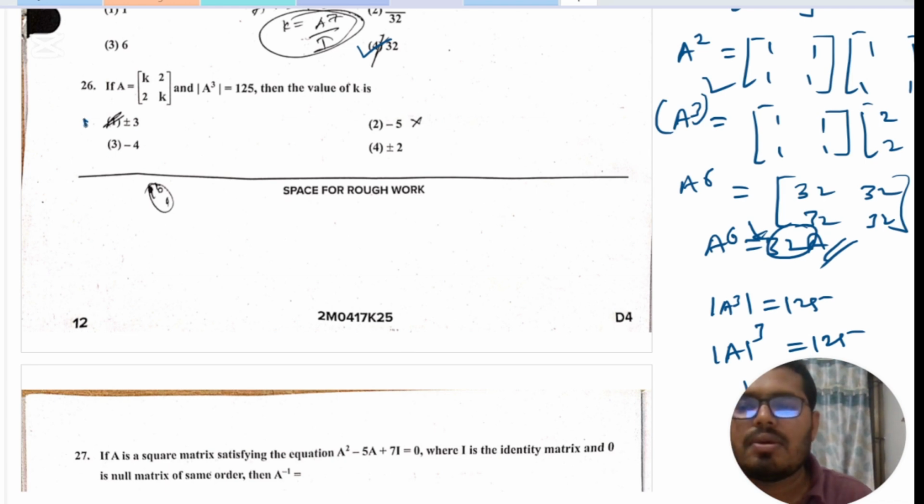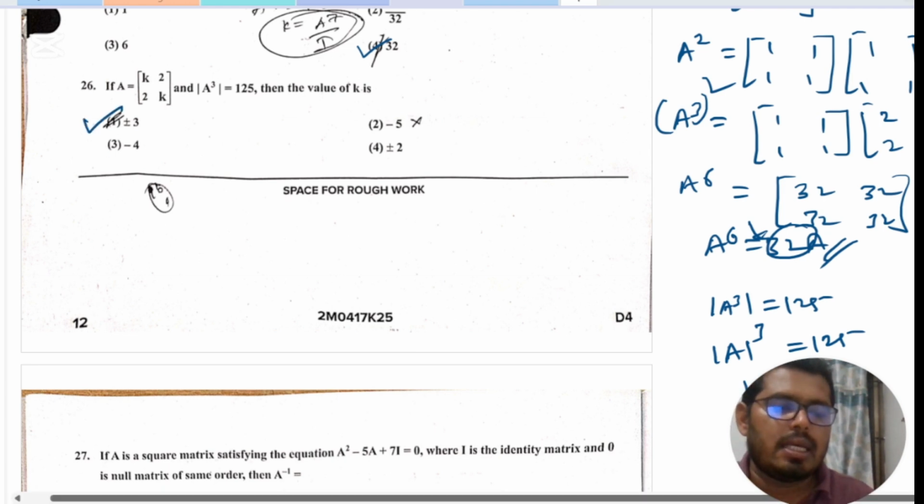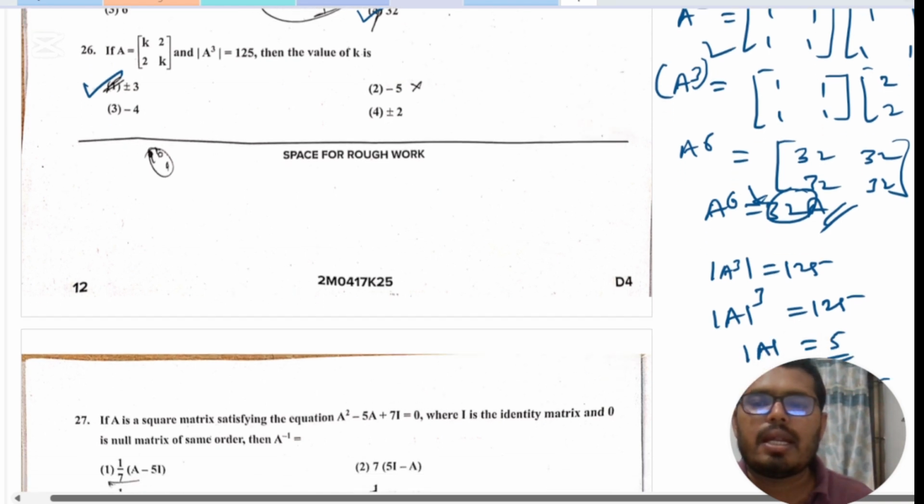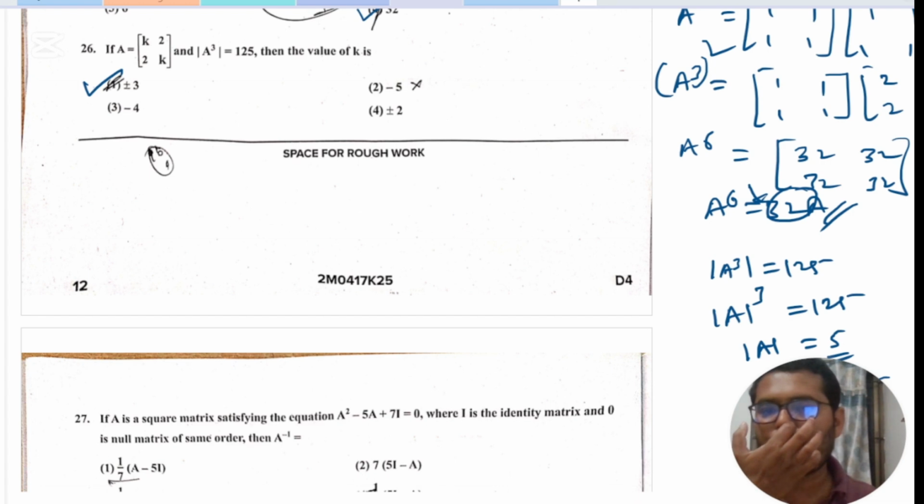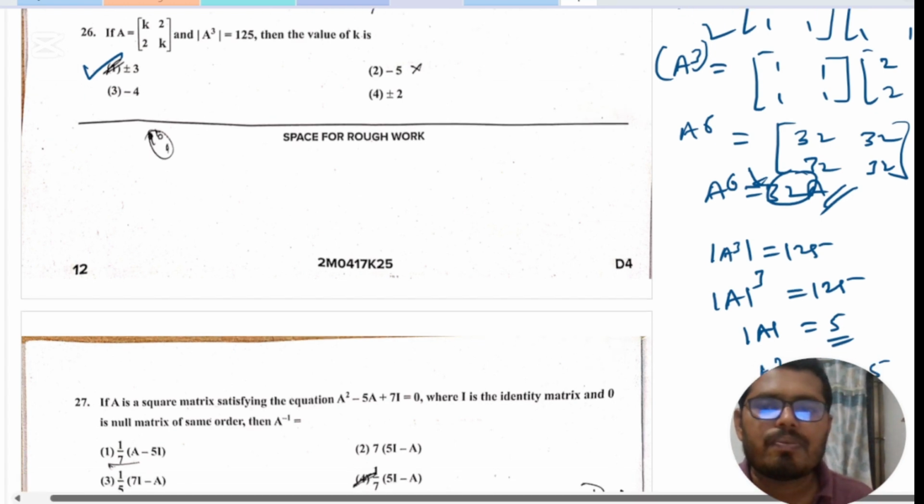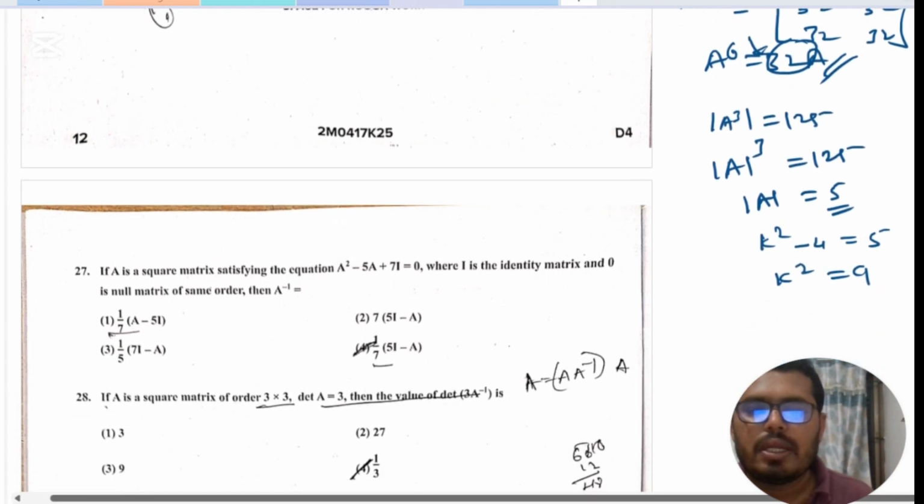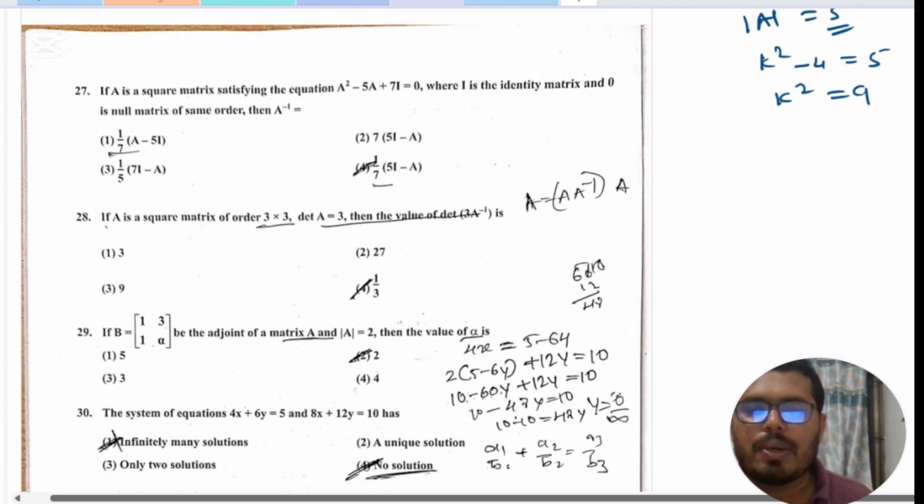Therefore, option number first is correct. Here, determinant of A is given, and we apply the determinant of A formula, then we get the value of k. Next, question number 27.